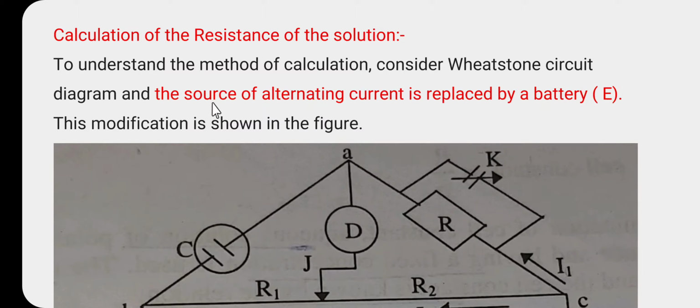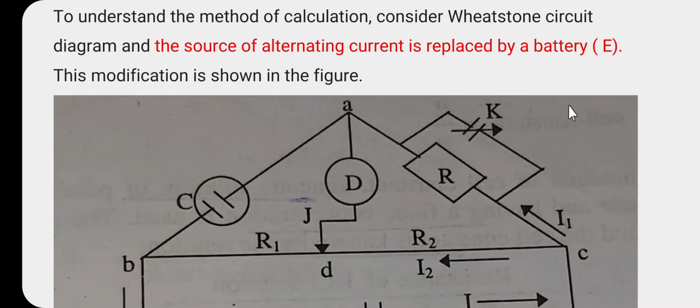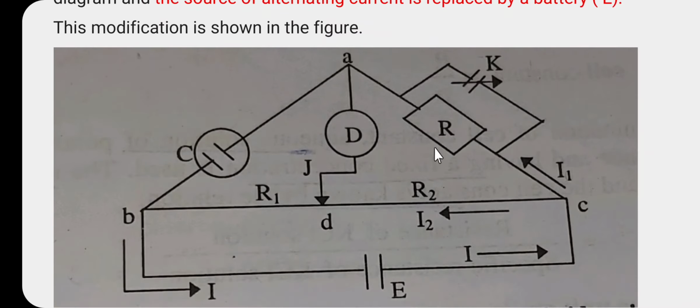There is only one difference: the source of alternating current is replaced by the battery E. This is the only modification. So this is the modified Wheatstone bridge circuit. The current flowing from the battery at point C is divided into two parts, I1 and I2.